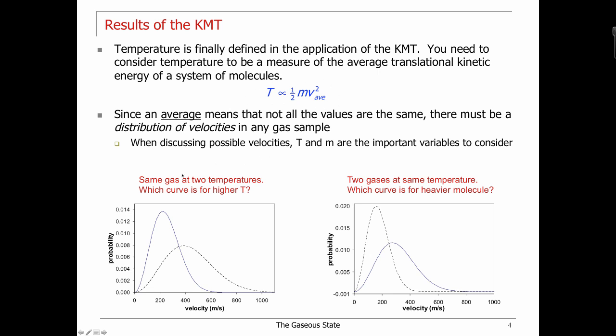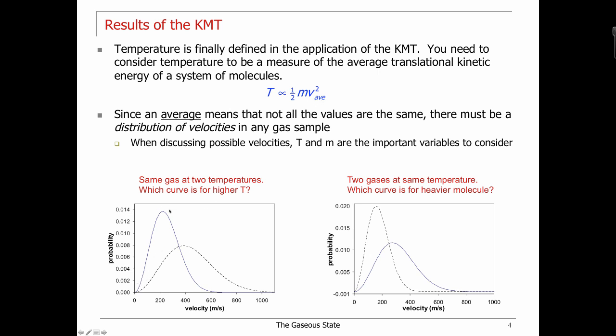Okay, the first is, what if I had the same gas at two different temperatures? Well, if there's two different temperatures, that means that the average velocity of the gas must be different. Why? The mass is the same. It's the same type of gas, so the mass is the same. If we increase the temperature, that means the average squared velocity must increase.